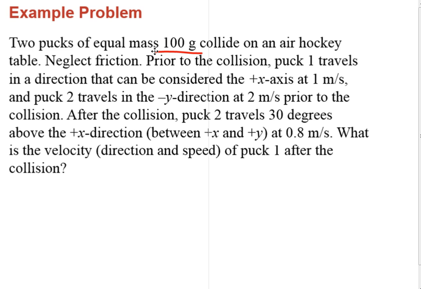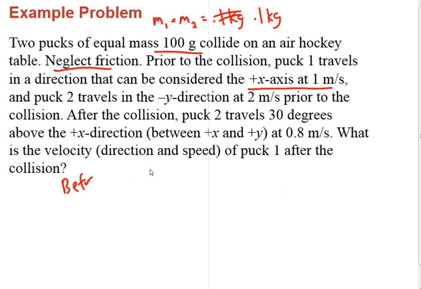Alright, so here's our problem. We have two pucks of equal mass, both 100 kilograms. They collide on an air hockey table, and we're going to neglect friction. Prior to the collision, we've got puck 1 traveling in the positive x direction at 1 meter per second, and puck 2 travels in the negative y direction at 2 meters per second. After the collision, puck 2 travels at 30 degrees above the positive x-axis at 8 meters per second. What is the velocity, the direction and speed, of puck 1 after the collision?